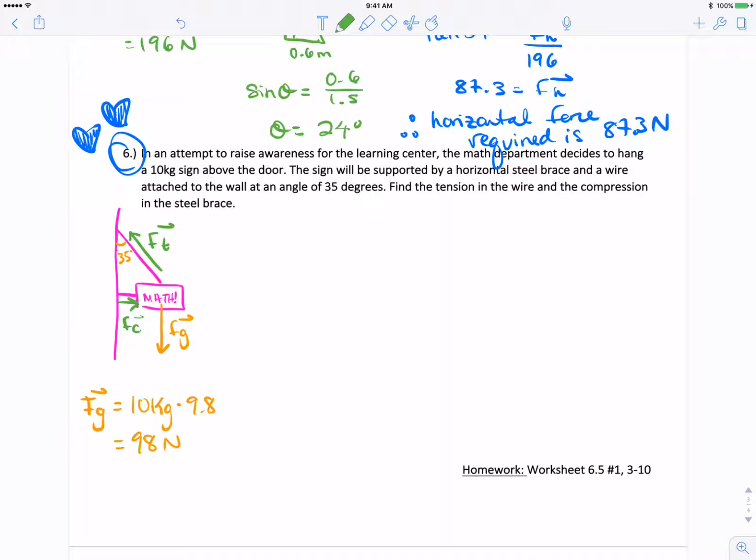The same thing, the sign is not going anywhere, so we arrange it to be F of G plus my compression force goes towards my tension. And what you notice is that you have your gravitational force perpendicular to my compression, which makes it a 90-degree angle.